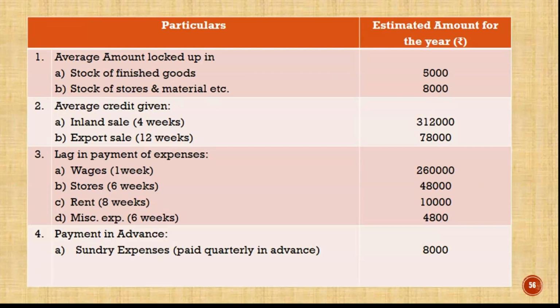So here, see the information provided. In first, average amount locked up, they have not given any week or any month period in brackets. That means we have to consider this amount as a requirement of finished goods as well as of stores and material. So we will not calculate or estimate the amount of stock of finished goods, stock of stores and material. Then, in case of second, average credit given, we have given weeks in a bracket.